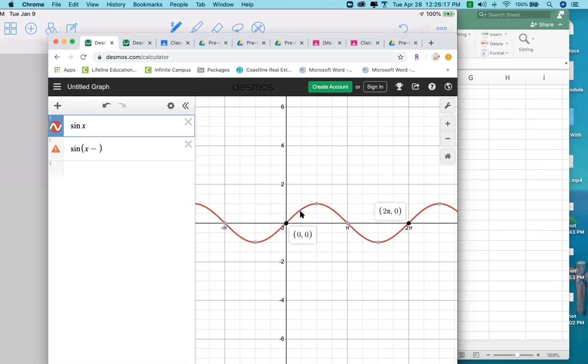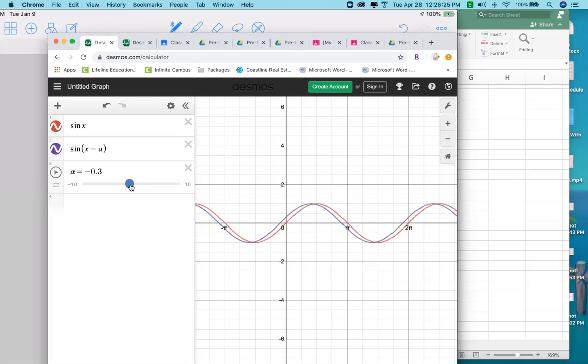So if I shift the graph, I move this to the right side, like right there, it would be right on top. It says 6.3, but it's not really 6.3. It's 2 pi.